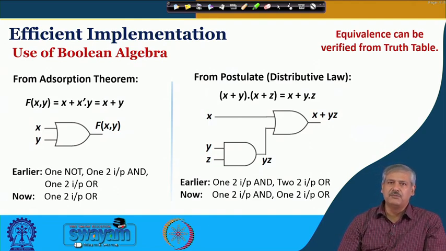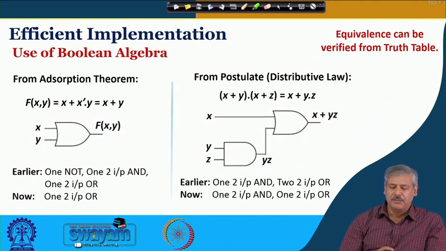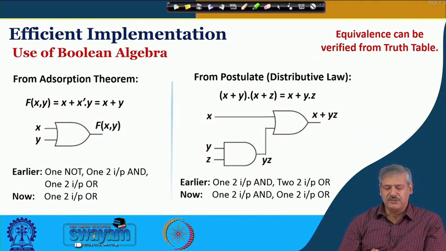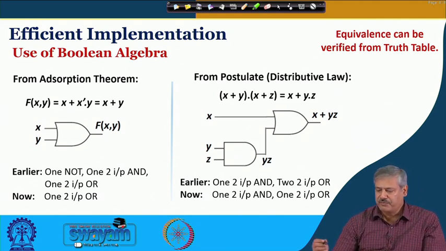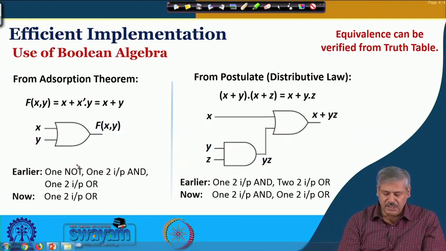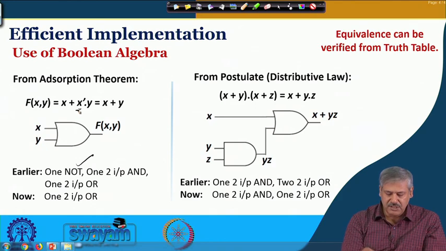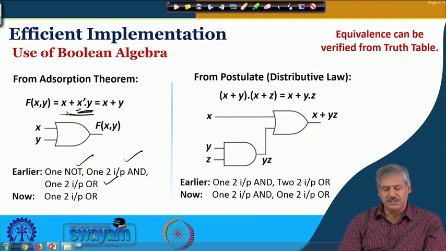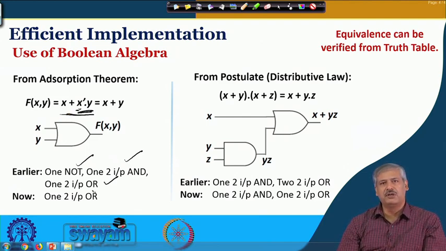In that case, the Boolean algebra fundamentals which we discussed before are very useful, I mean very important. So, the previous realization that we talked about, x plus x prime y, we have noted that it requires one NOT gate, one 2 input AND gate for this operation, and one 2 input OR gate for this final operation. This was what was required if we go for direct implementation just following the Boolean expression.